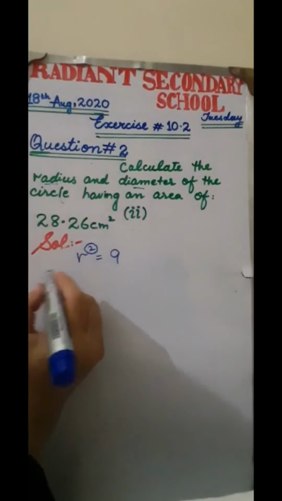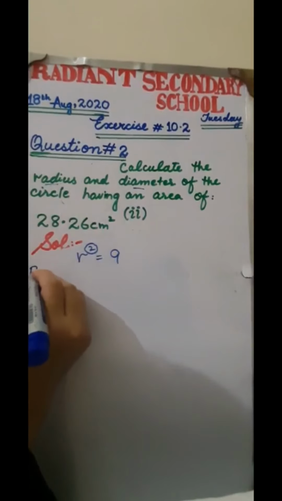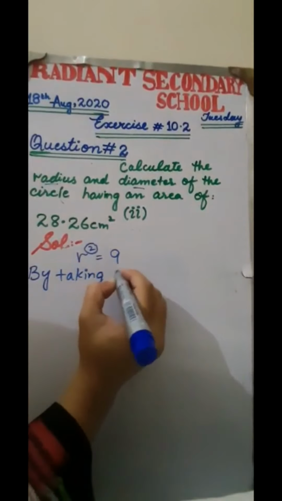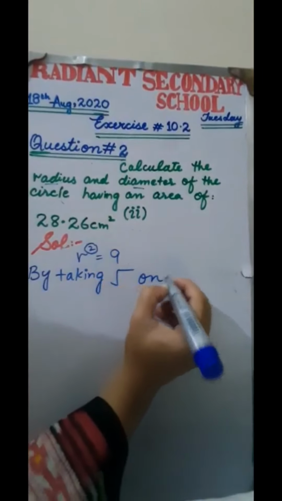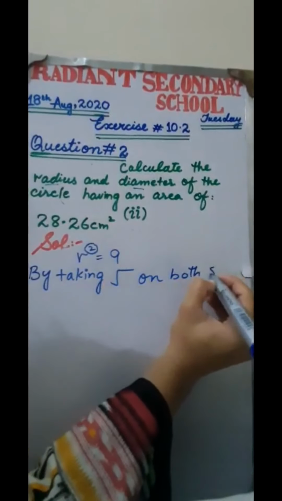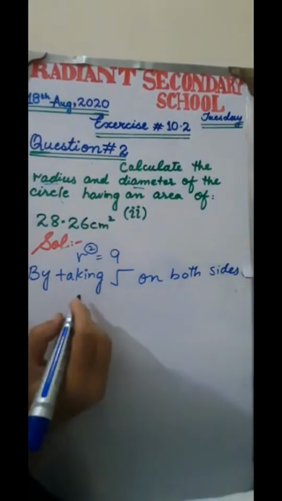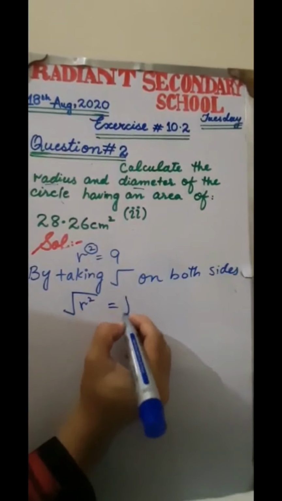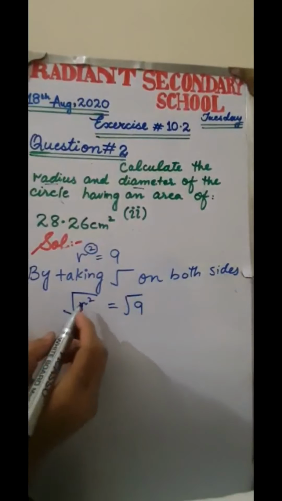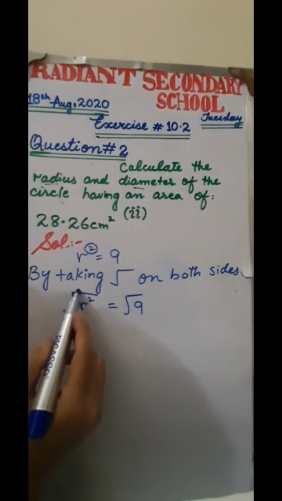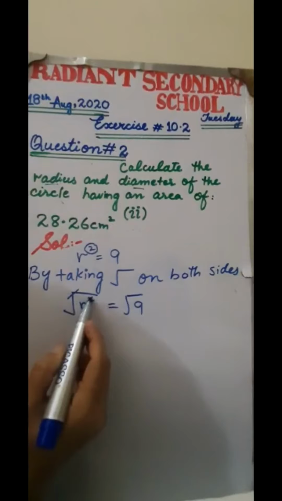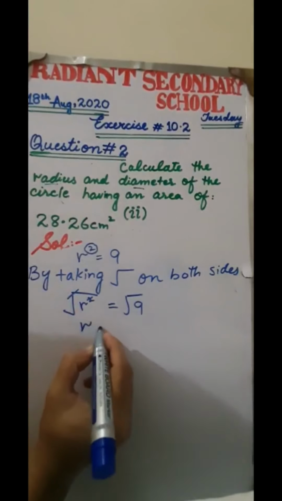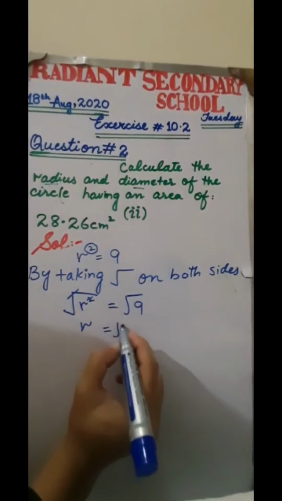So you can write by taking under root on both sides. Now when we take under root on both sides, it will become r is equal to under root 9. This is a rule that the under root or square root can be cancelled with the square. In 6th class you have learned very well about it. r is equal to under root 9.